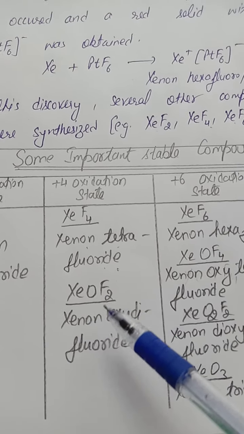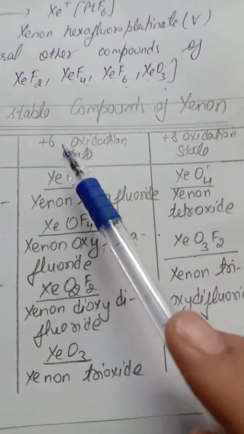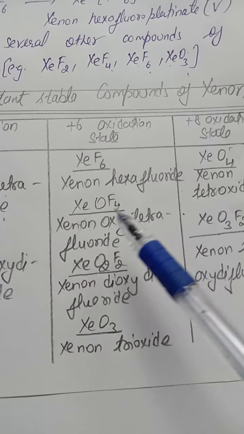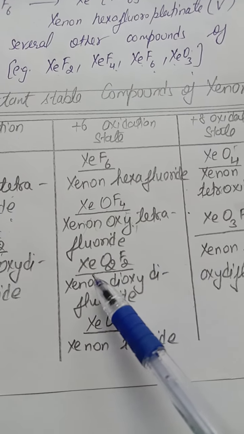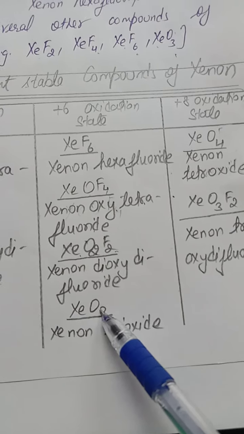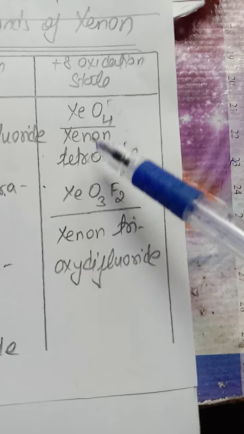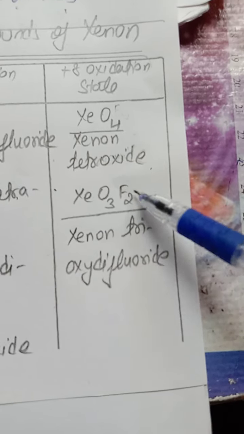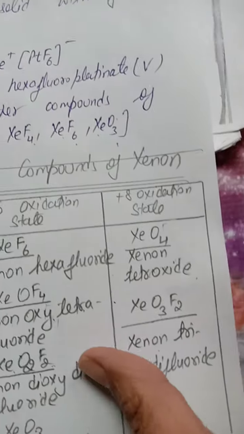If the oxidation state is +4, then it will give us xenon tetrafluoride. One more chemical compound is xenon oxydifluoride, and when +6 oxidation state, then it will give us xenon hexafluoride. XeOF4 is xenon oxytetrafluoride, xenon dioxydifluoride, and xenon trioxide. When +8 oxidation state, then it will give us xenon tetraoxide, and this is XeO3F2, xenon trioxydifluoride, and so on.